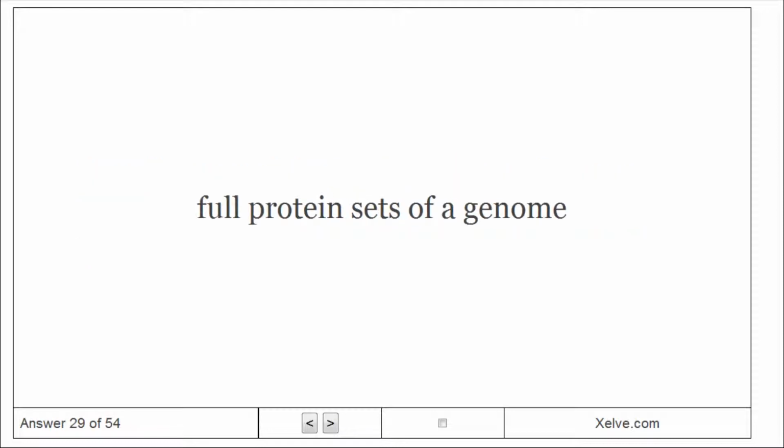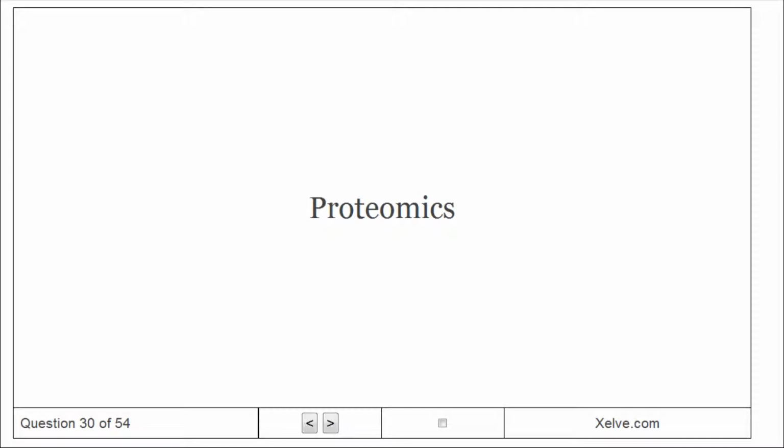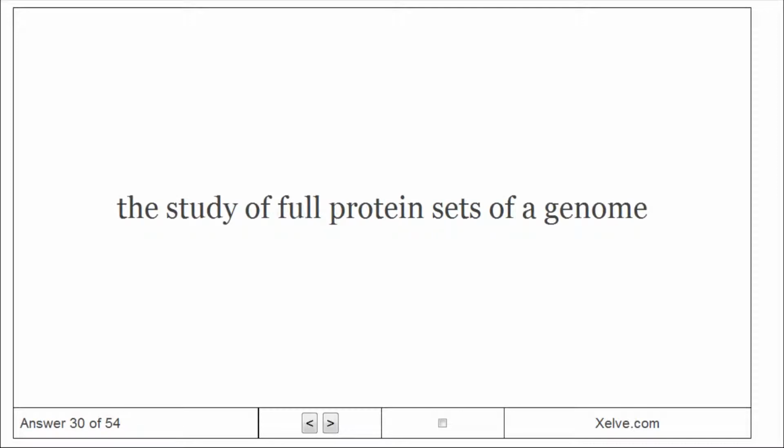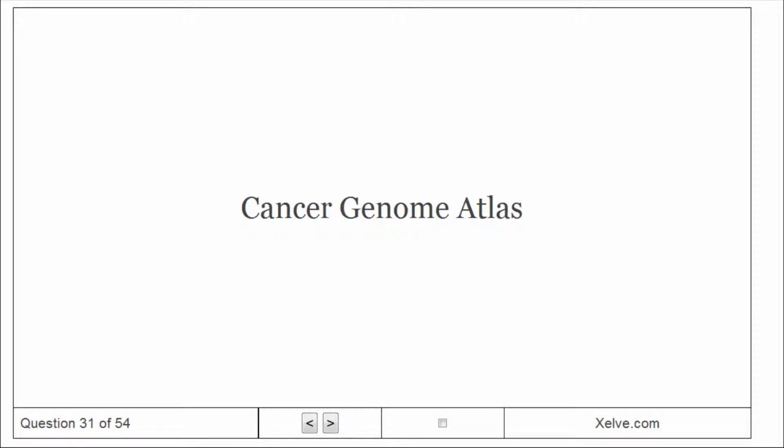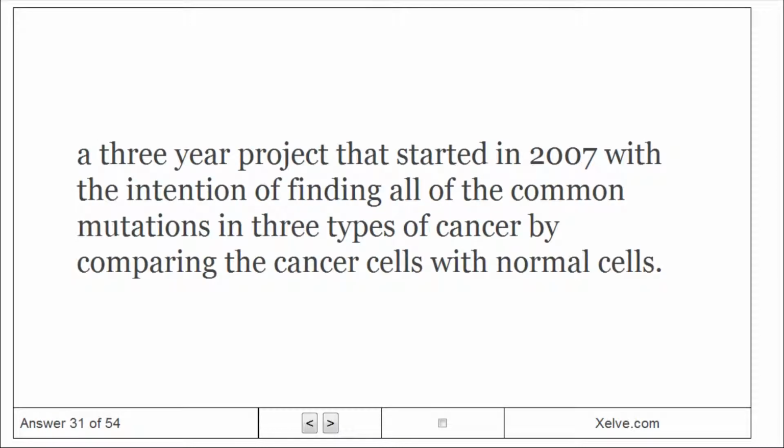Proteomes. Full protein sets of a genome. Proteomics. The study of full protein sets of a genome. Cancer Genome Atlas. A 3-year project that started in 2007 with the intention of finding all of the common mutations in 3 types of cancer by comparing the cancer cells with normal cells.